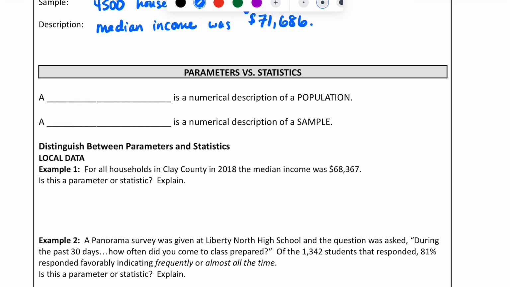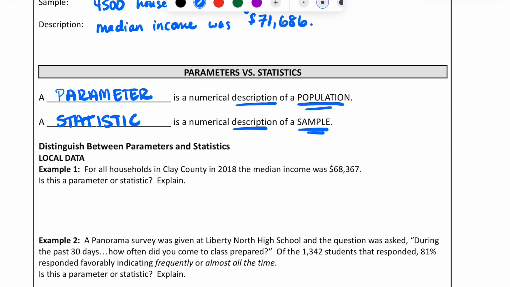A parameter is going to be a numerical description of a population. So an example of that would be when we're talking about the description, that would be like the median income or the mean or the average or the mode or any of those values that you learned about previously in Algebra 1 or geometry. If it is a numerical description of a sample versus that population, that is what we're going to call a statistic.